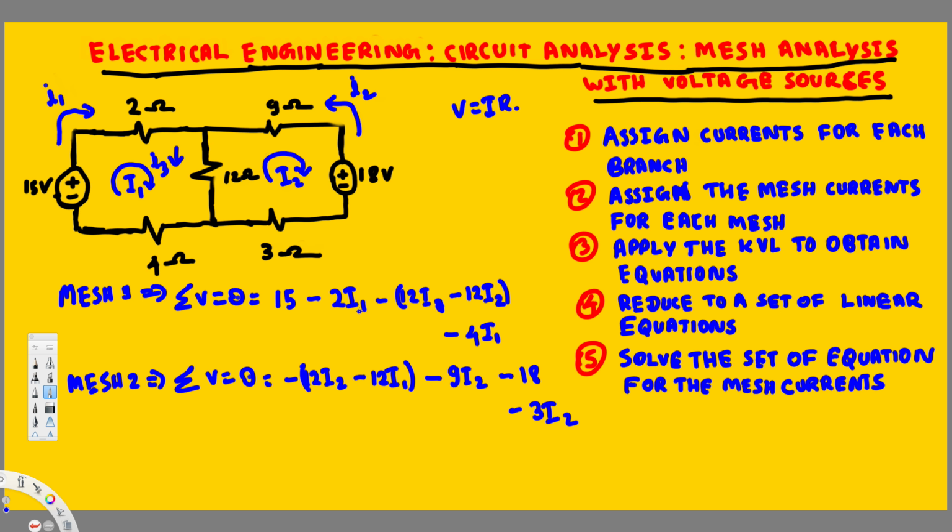And let's add them together. So, here we have negative 2i1 and negative 12i1. That's going to be negative 14i1. And minus 4i1, that's going to make this one negative 18i1, right?